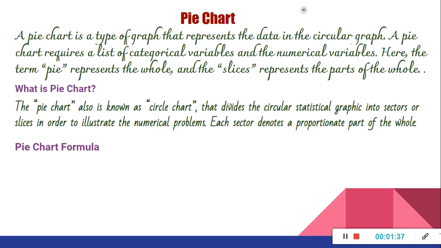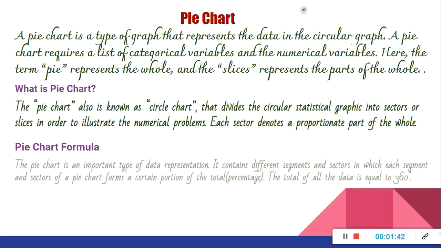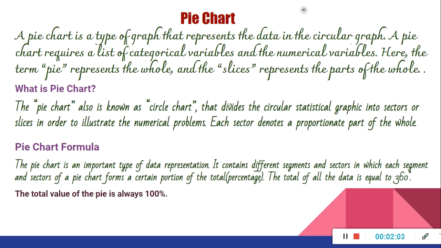Now let me see the formula of pie chart. The pie chart is an important type of data representation. It contains different segments and sectors, in which each segment or sector of a pie chart forms a certain portion of the total, that is, percentage. The total of all the data is equal to 360 degrees. The total value of the pie is always 100 percent.